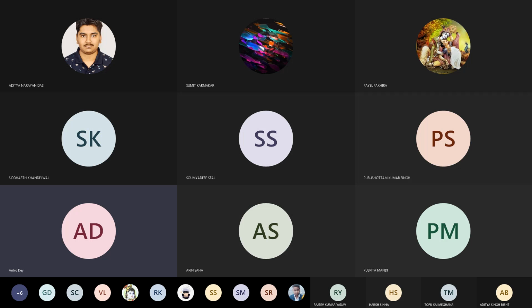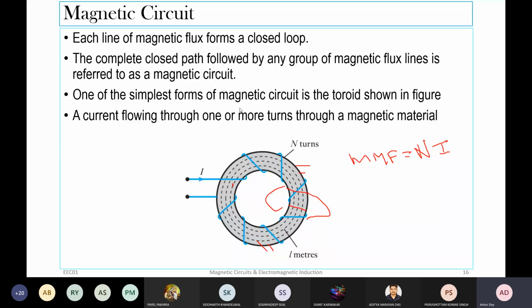What is a magnetic circuit? That will again start from today onwards, and we'll solve a few problems if time permits.